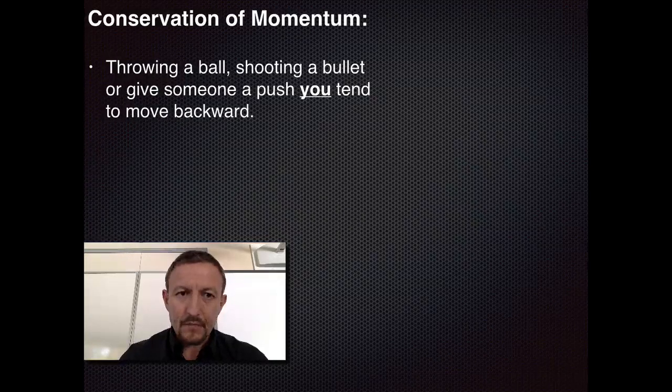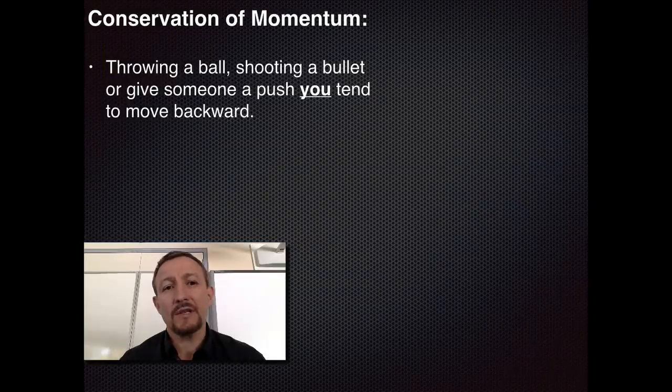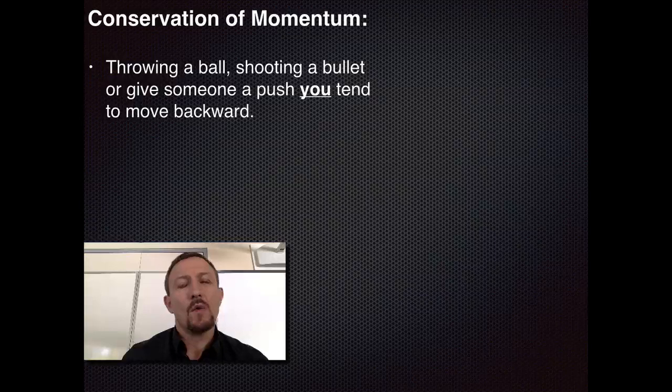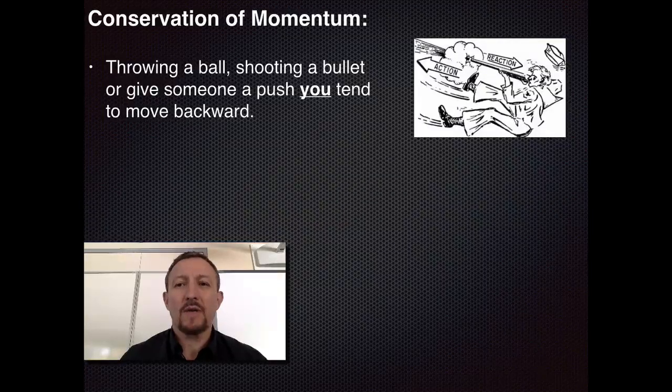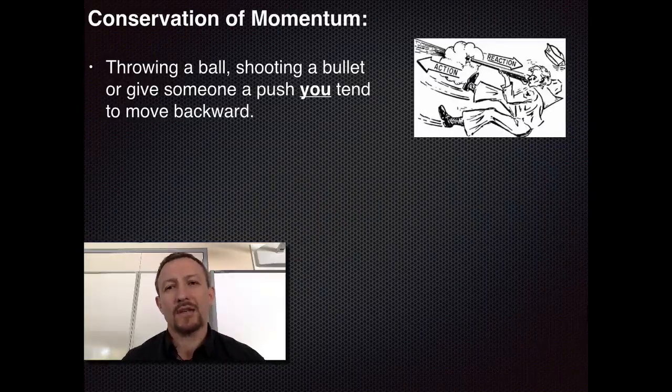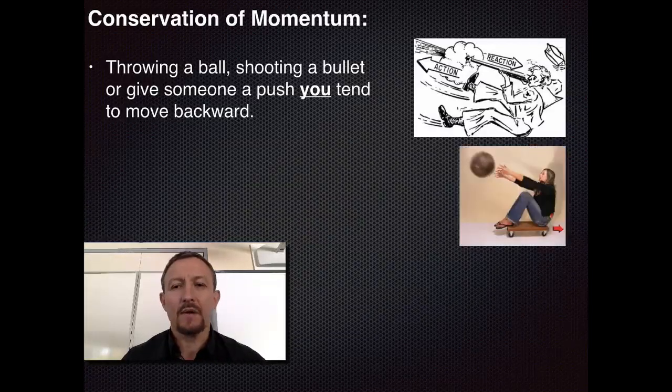So whenever we take a scenario like throwing a ball or shooting a bullet or giving someone a push, what tends to happen is there's an equal and opposite reaction which is occurring to you. So if we take a person shooting a bullet, we get an action and reaction. Now the action is the bullet firing out, the reaction is the recoil of the gun.